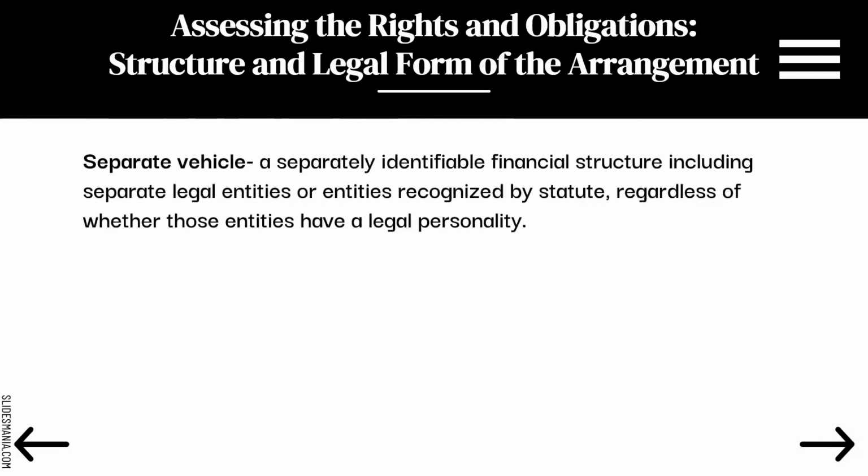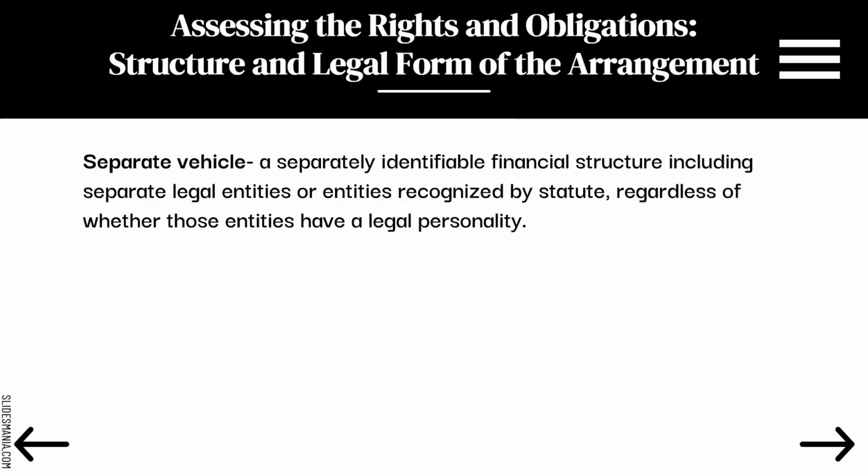So, another concept dito sa PFRS 11 is yung tinatawag natin na separate vehicle. And when you say separate vehicle, mas malawak ang scope ng separate vehicle as compared sa tinatawag natin na entity. And by the definition of separate vehicle, it is a separately identifiable financial structure, including separate legal entities or entities recognized by statute, regardless of whether those entities have a legal personality.